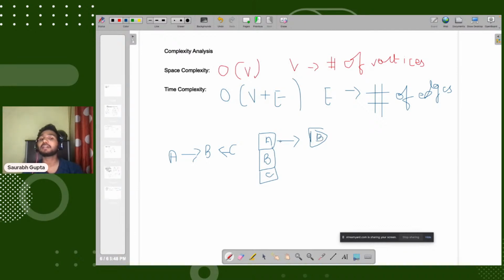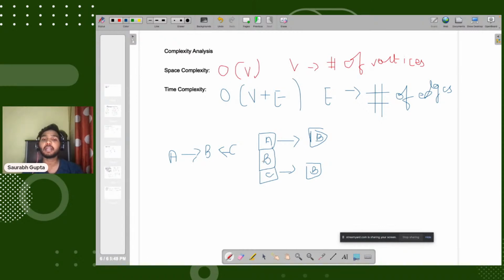Because A is joined to B. Like there's a directed edge from A to B. Similarly, there is a directed edge from C to B. So in C, I will insert B. So this is the adjacency list representation. And for B, there is nothing, right? So B's list will be empty.